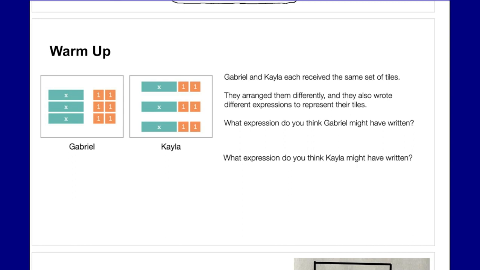So, we can see the two sets of tiles here and how they arrange them. If we look at Gabriel, how do we think they might have written the expression? Well, by looking at it, they seem to have grouped the x's together and the 1's together. So let's do the same thing when we write our expression. How many x's do they have? Well, they have 3 x's. So let's start with that. They also then have 6 1's, and they're grouped together. So we can have 3x plus 6. So that could be what Gabriel had written down for their expression.